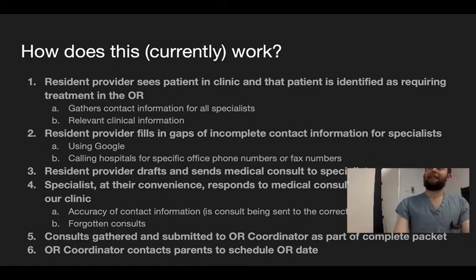Sorry. And so again, forgotten consults, it happens. So at that point, once all the consults have returned to us, they fax back to us. Those consults are gathered, given to our OR coordinator, and then the OR coordinator is able to eventually book that patient. Is the OR coordinator, they're part of Ronald Reagan, right? No, they're right here. They're here in our section.